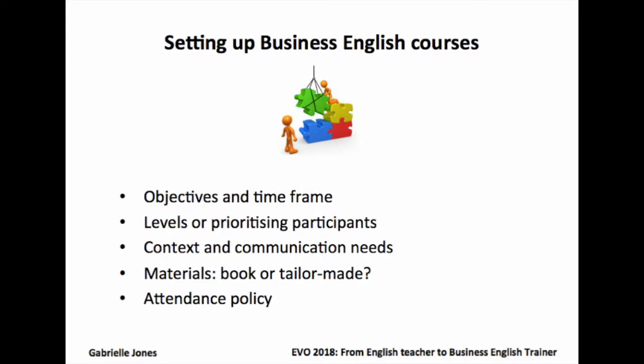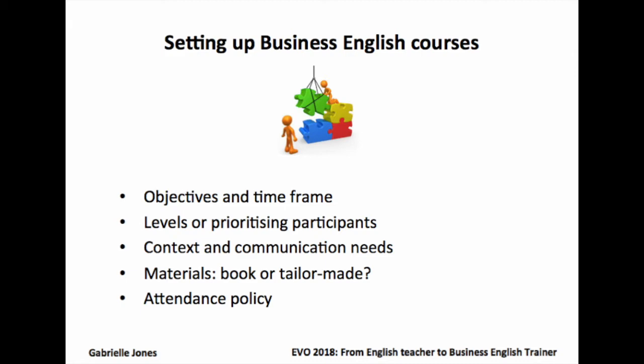Okay, if you have a look at the first slide, you will see there are different points that we need to think about. The first one that I've noted is what are the objectives of the course? That is probably the most important point that you need to think about. What do the people want to get out of the course? Why are they attending? And what's the time frame that they have given themselves in order to achieve these objectives?